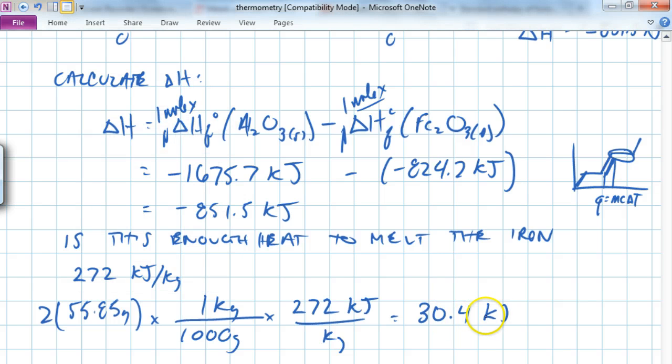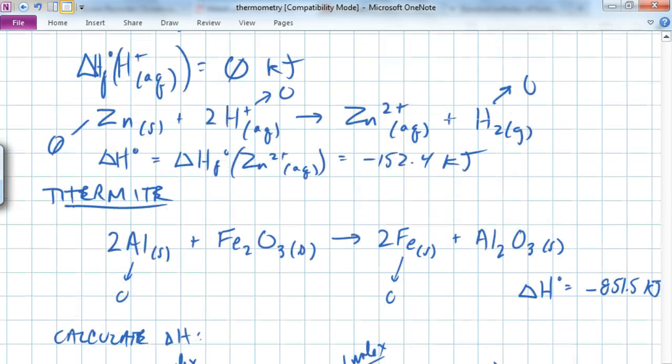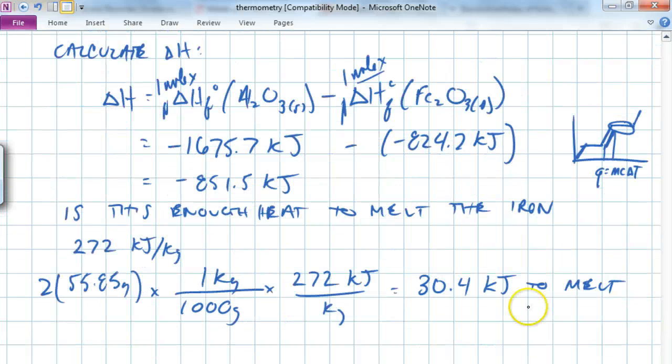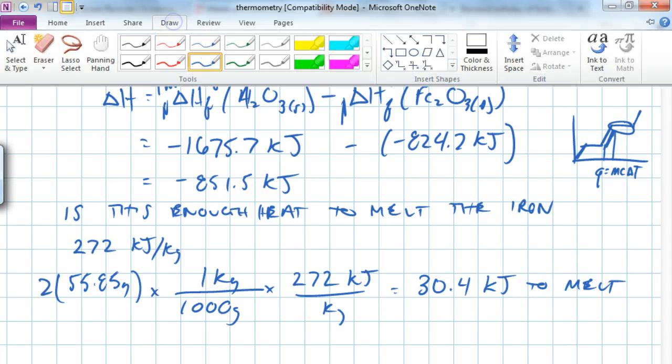And what did we produce? We produced 851.5 kilojoules. So you bet we've got enough. So we're going to melt that iron, and it's going to burn right through whatever container we've got it in, and it might keep going. So that's why you notice in the video they had it fall into a container of sand.